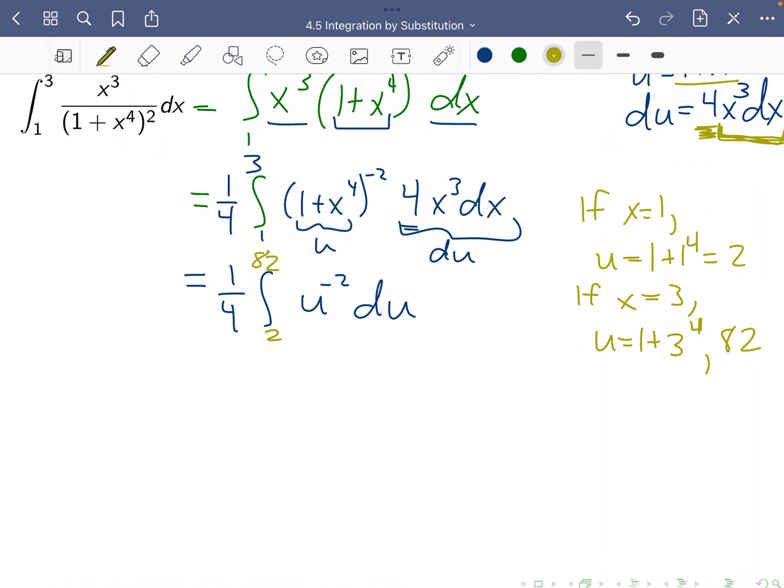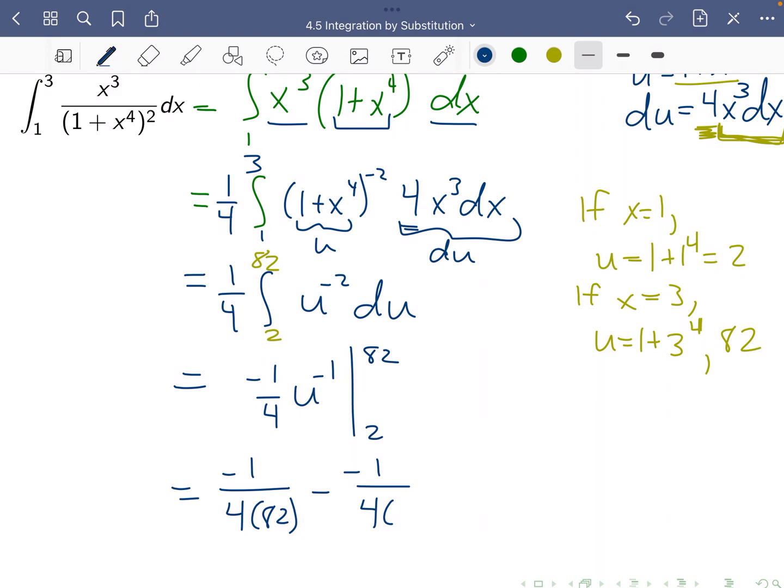And then we'll take our antiderivative. So we can integrate this. U to the negative 2, we'll add 1 to the power, u to the negative first, divide by the new power, so dividing by negative 1. We're going to evaluate that from 2 to 82. So we have negative 1 over 4 times 82 minus negative 1 over 4 times 2. And if you solve that, you'll get 10 over 82 or 5 over 41.